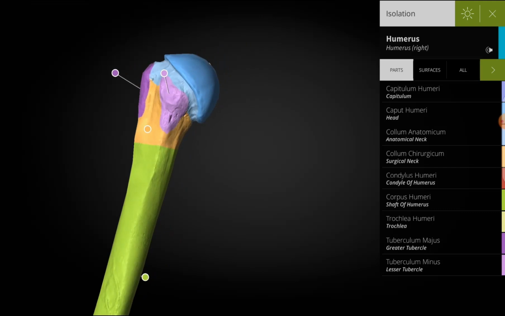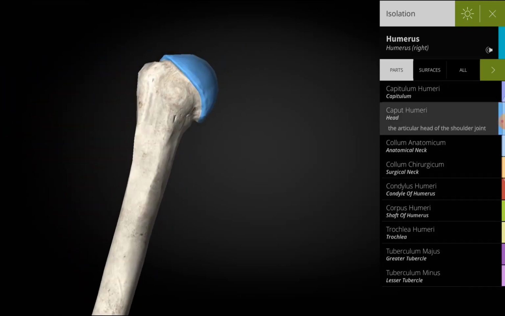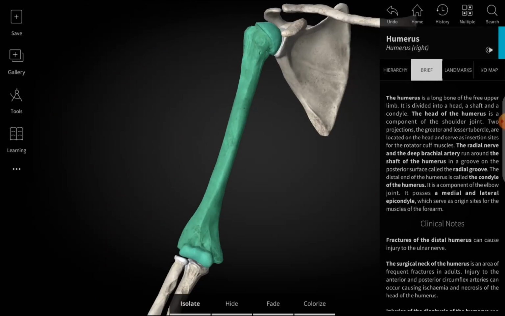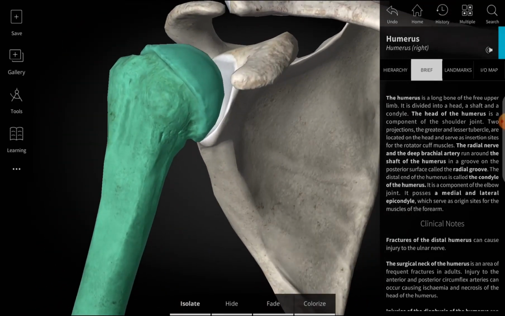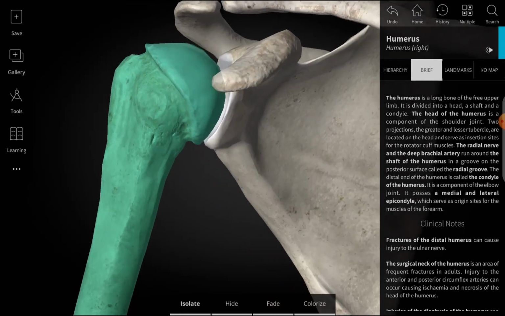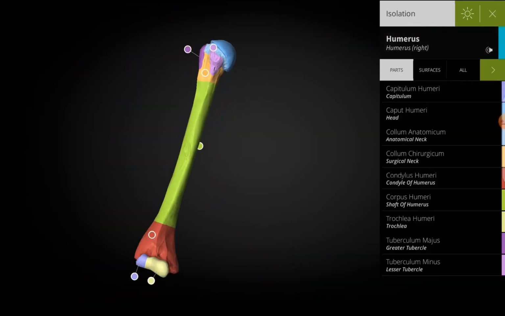The most proximal part of the proximal epiphysis is the caput humeri, which faces medially. This caput humeri fits into the structure already mentioned on the scapula, specifically into the glenoid cavity, and together they form the shoulder joint, the articulatio humeri.